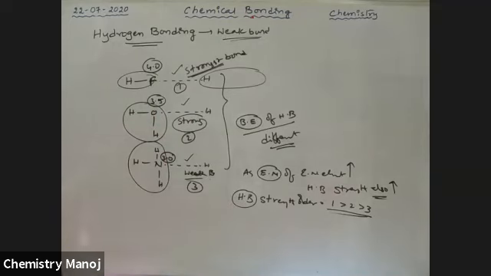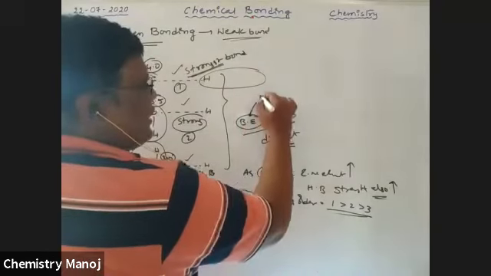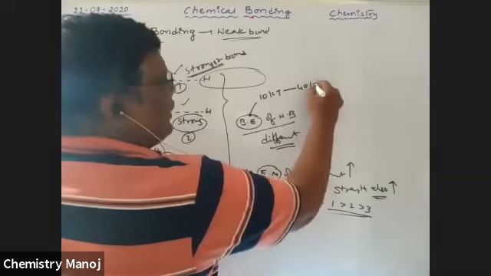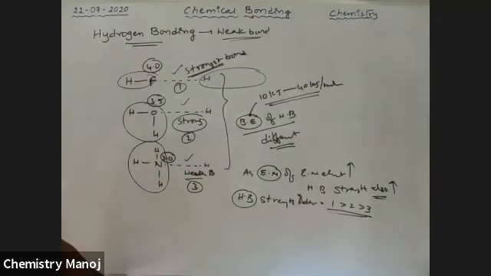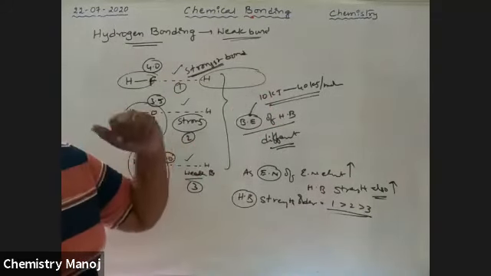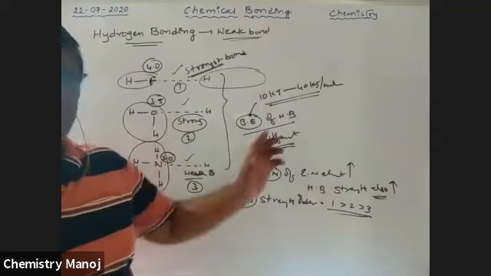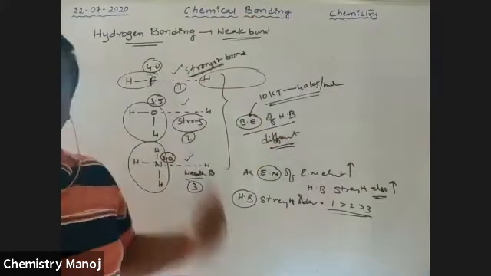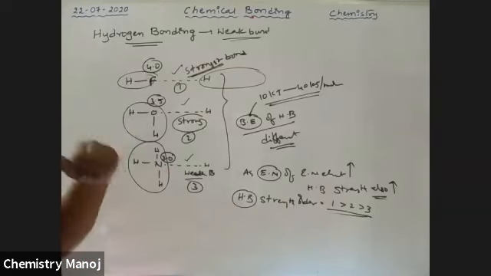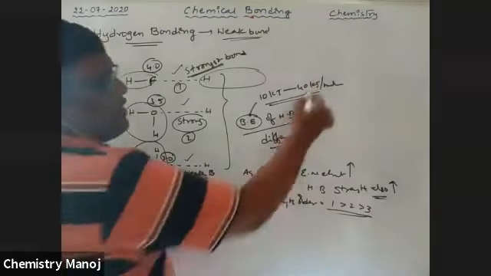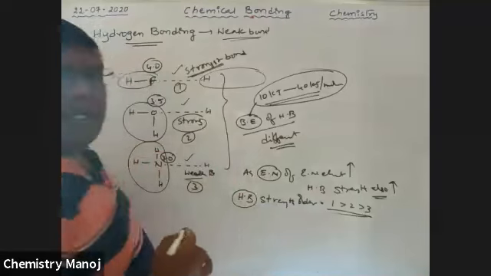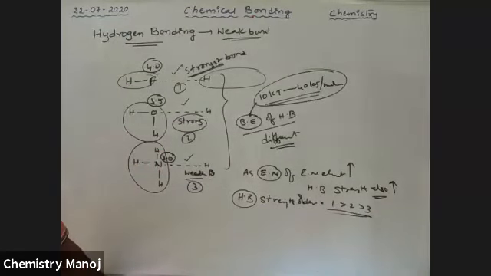Generally, the hydrogen bond energy is between 10 kilojoules to 40 kilojoules per mole. That means the lower value is at least 10 kilojoules, the higher value almost 40 kilojoules. This is the energy needed to break the hydrogen bonds. Here less energy is sufficient, here more energy is sufficient. Here maybe 10 kilojoules, here maybe 40 kilojoules. Therefore, the range of hydrogen bond energy is between 10 kilojoules to 40 kilojoules.